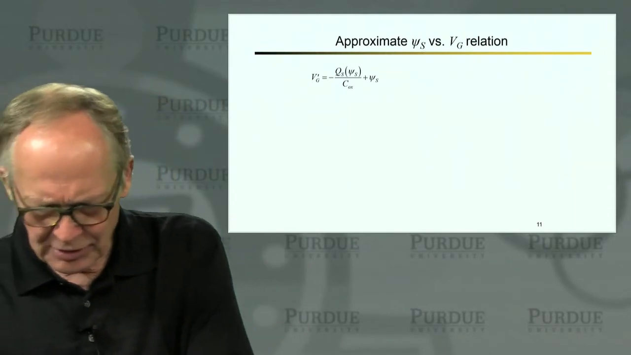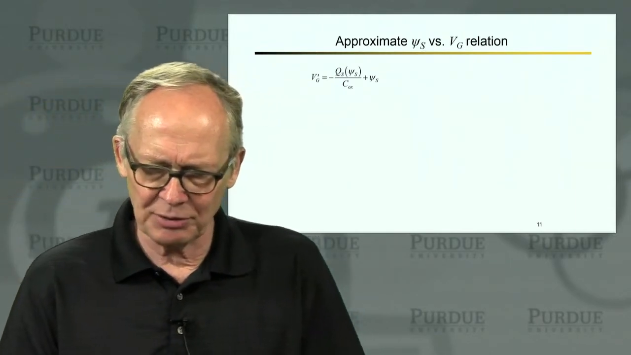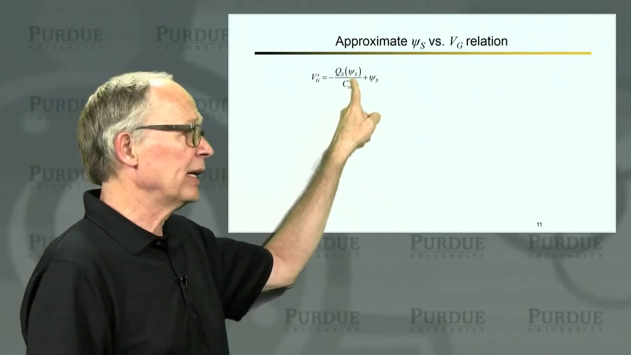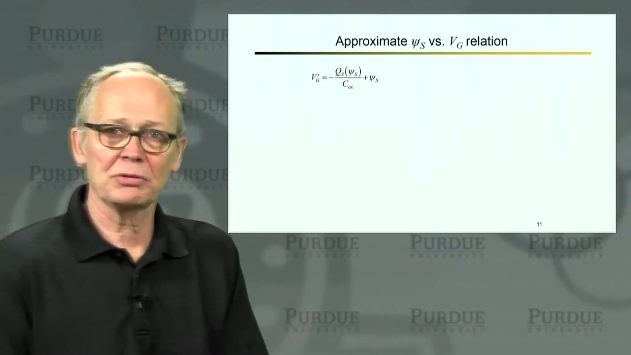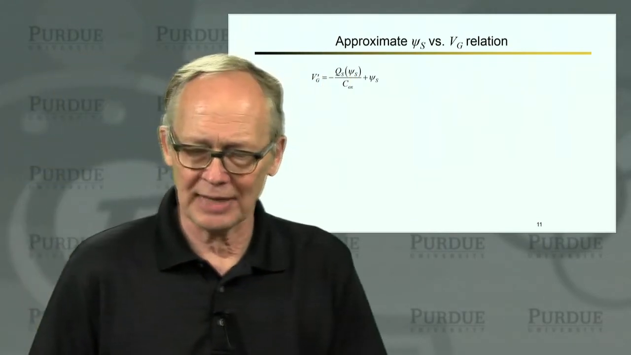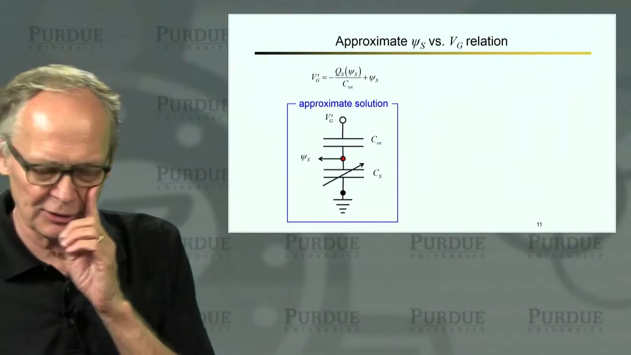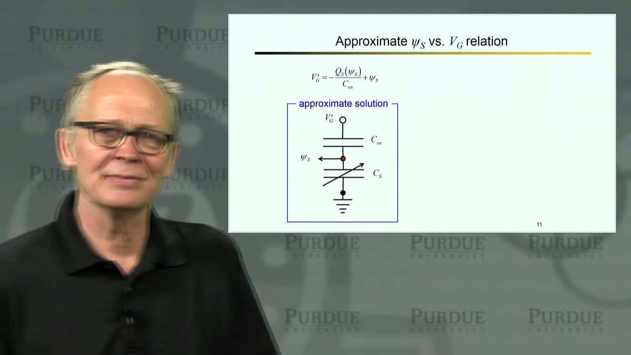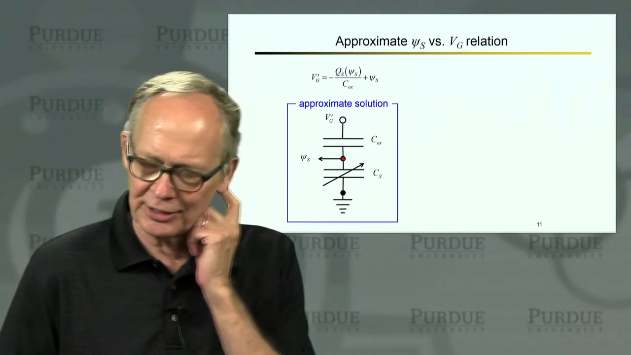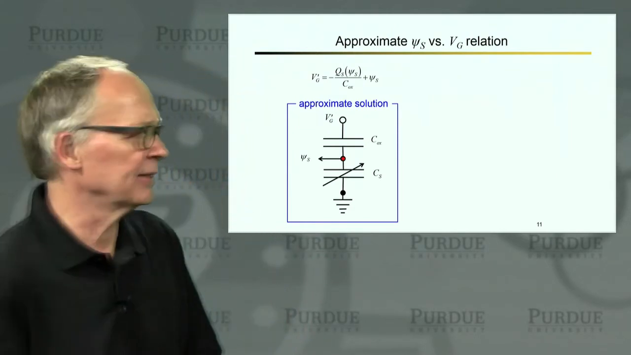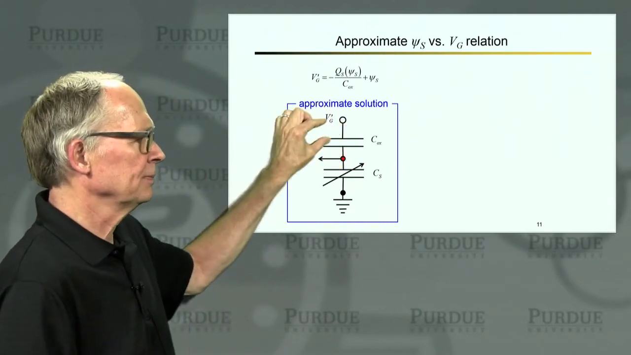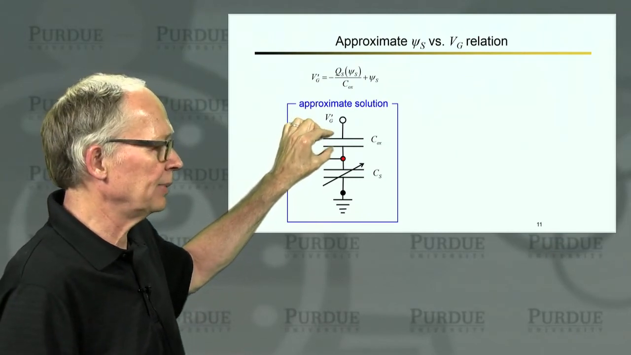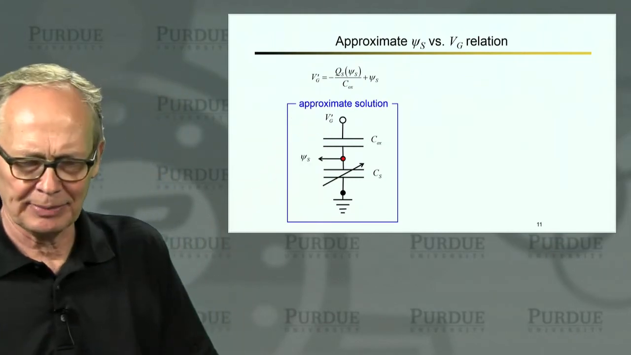Now, another topic that I want to mention here is this relation between gate voltage and surface potential. This is the correct relation. If we can compute this charge correctly, then we can solve it and relate the gate voltage to the surface potential. There is another solution, an approximate solution, that is frequently used that I want to mention now. The way we think of this is we have a gate electrode, and we have two capacitors in series, just as we were discussing. We have an oxide capacitance, and we have a semiconductor capacitance.